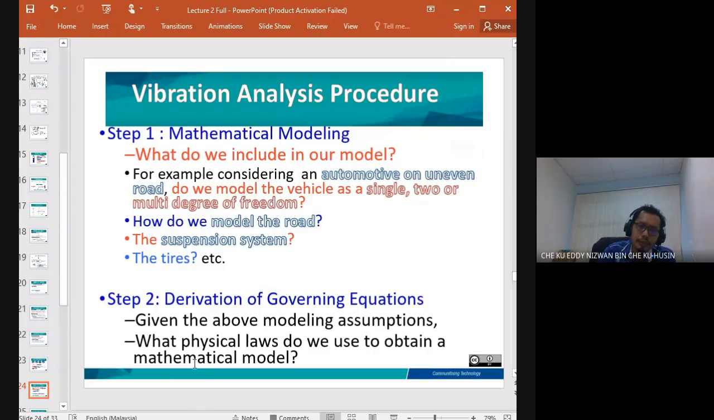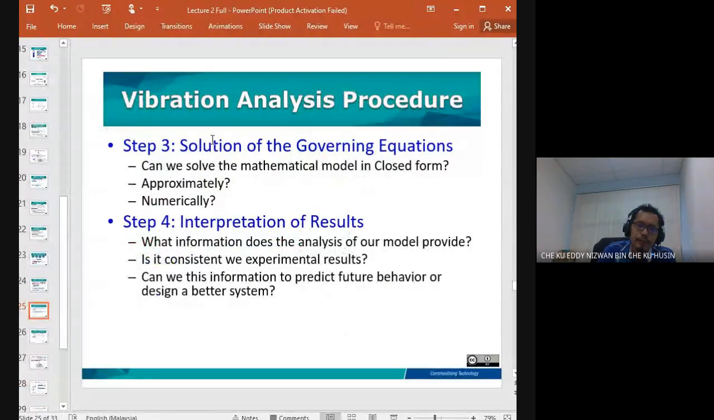So the physical law we use, okay, so total force or total moments. And then solution of the governing equation. Can we solve it numerically, in closed form, approximate, numerical. So the single degree of freedom is still simple. Can solve it simply by manual calculation. So we discuss in the next chapter. Approximate and numerical. Numerical normally we use computational software or programming. Then interpret the result.